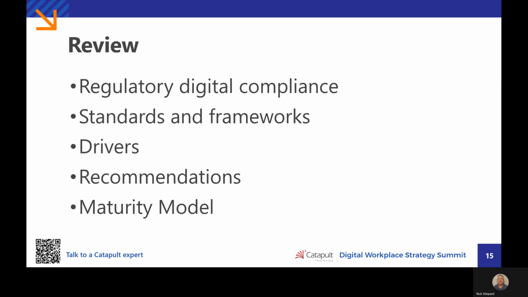So today I've gone over what regulatory digital compliance is, some of the standards and frameworks, what the drivers are, the legal, contractual, and self-identified, some of the recommendations that we would make, and how it fits within the overall maturity model.